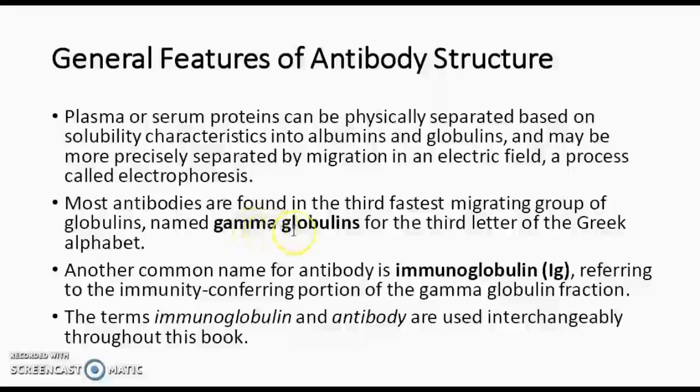Gamma globulin is found in the third fastest migrating group of globulins. Another common name for antibody is immunoglobulin, referring to the immunity-conferring portion of the gamma globulin fraction. The terms immunoglobulin and antibody are used interchangeably in this book.